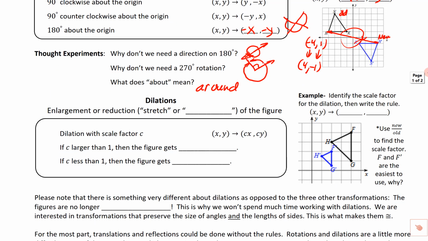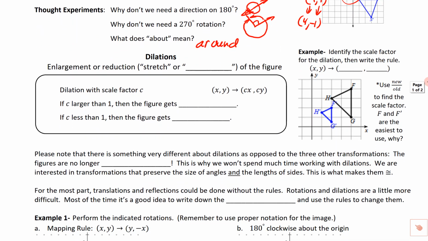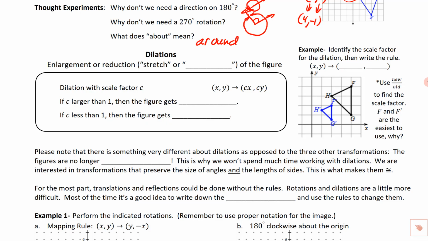Now let's talk about dilations. These are an enlargement or a reduction. So if we talk technically, those are probably the words that we ought to use. They are either a stretch or a shrink of that original figure. So with the dilation, we've got a scale factor. So you take the old x and y and you multiply x by a number and you multiply y by usually that same number, but we'll look at a couple problems where that's not necessarily the case.